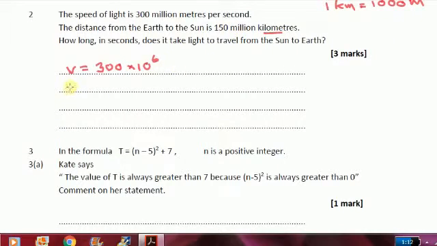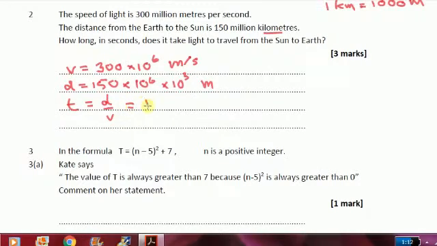So 150 million for the distance. This 150 million means times 10 to the power 6. And to change kilometers into meters, we will multiply by another 1,000, or 10 to the power 3. Put our units in just to be correct. So how can we get the time taken to travel that distance at that speed? The time taken will equal the distance divided by the speed.